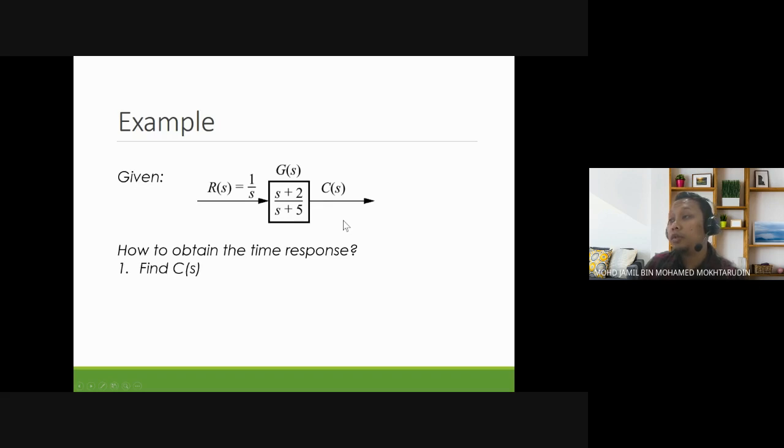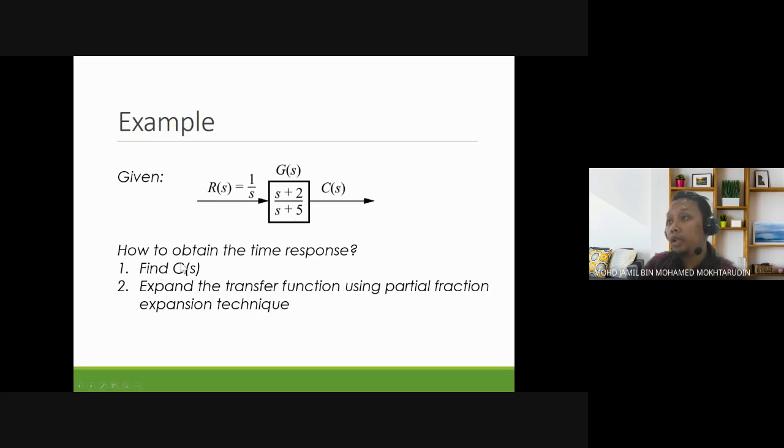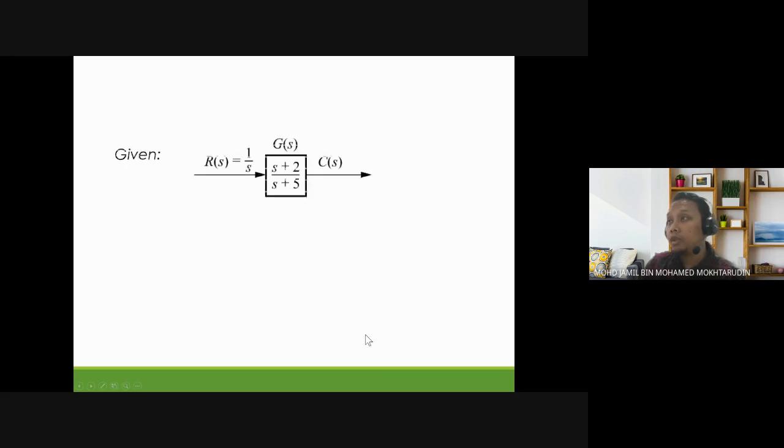First, we need to find C(s). What it means here is we need to find C(s) in terms of G and R. And then we perform partial fraction expansion, and then we perform inverse Laplace transform. Okay, so let's look at how to find C(s).